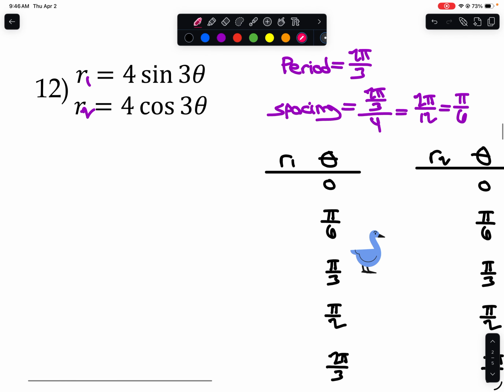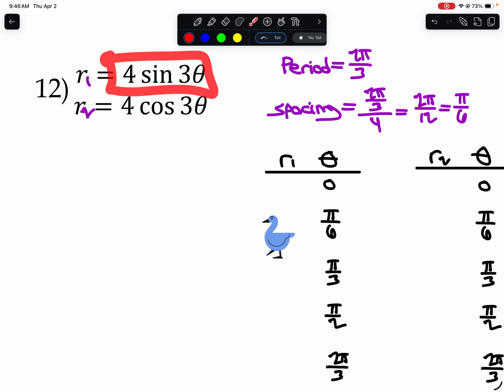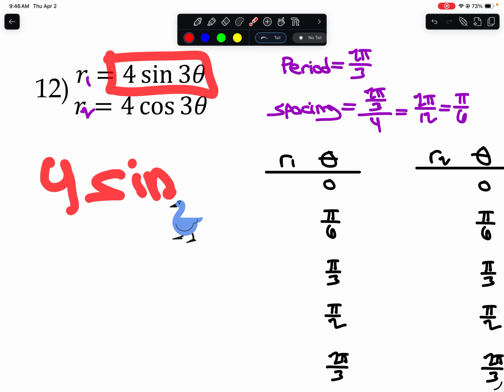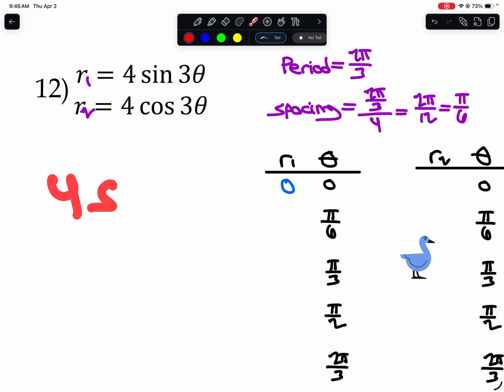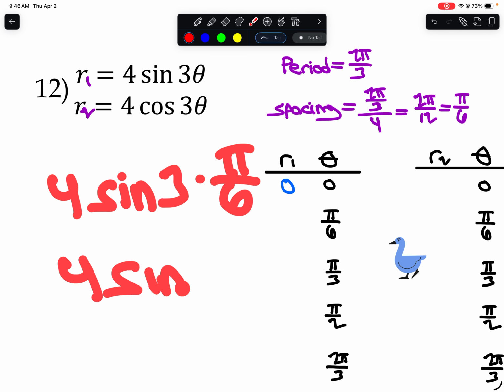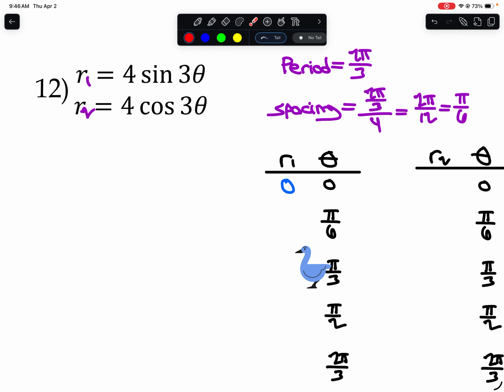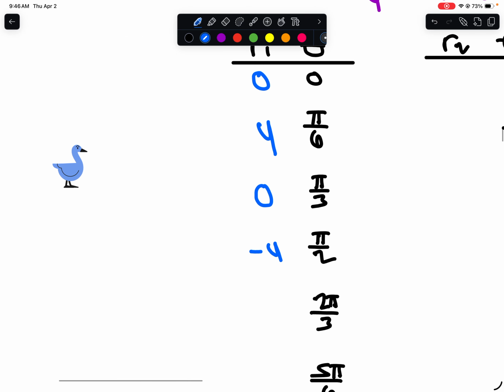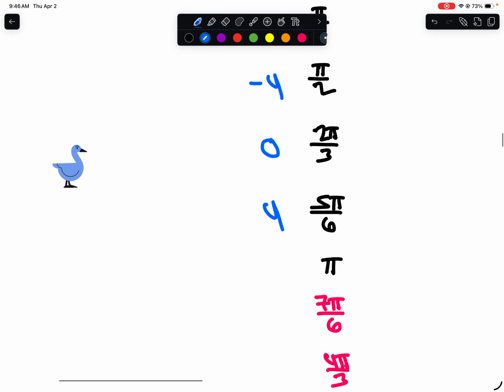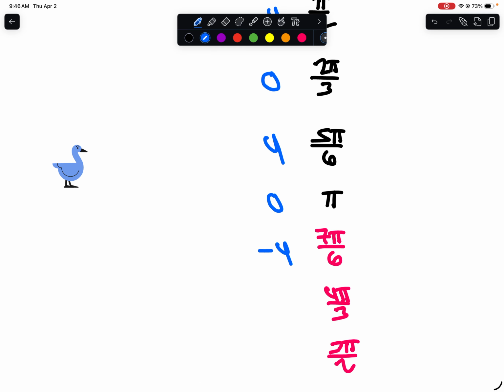Okay, so when I plug in for R1, I'm going to plug in 0 for this first equation. So 4 sine 3 times 0, which is 0, sine of 0, which is 0, so 4 times 0, which is going to give me 0. So let's do this first rose in blue. Now if I plug in pi over 6, so 4 sine 3 times pi over 6, which is going to be 4 sine pi over 2, which is going to be 4 times 1, which is 4. So I can already kind of see my pattern here. So this is going to be 0, 4, 0, negative 4, 0, 4, 0, and negative 4.